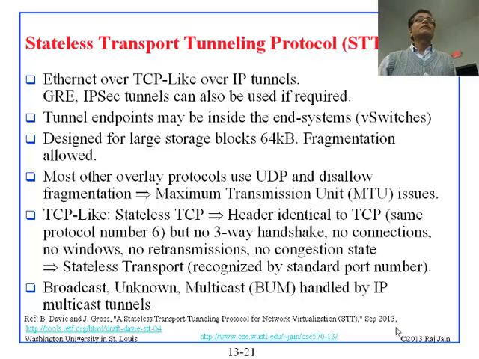Why 64 kilobyte blocks? Because that is how much you transfer when you do any of this MapReduce or database access nowadays. When you do data transfers from the storage, you do one chunk which is 64 kilobytes. So it was not designed to optimize for little packets, but for really large blocks. Many other protocols use UDP, and then they disallow fragmentation. So basically your frames have to be very small, because if you don't allow fragmentation, you have to send very small packets.